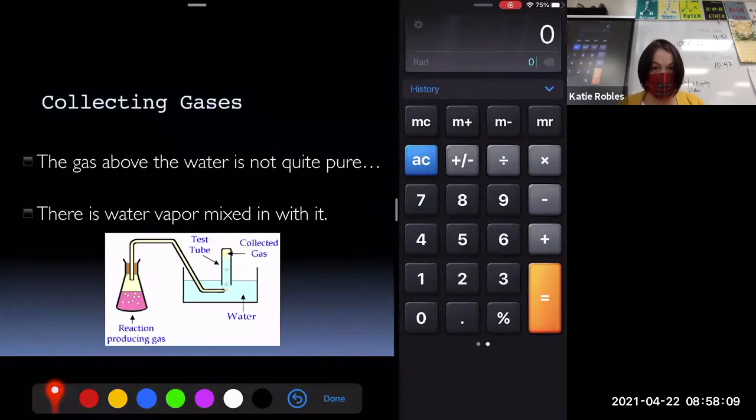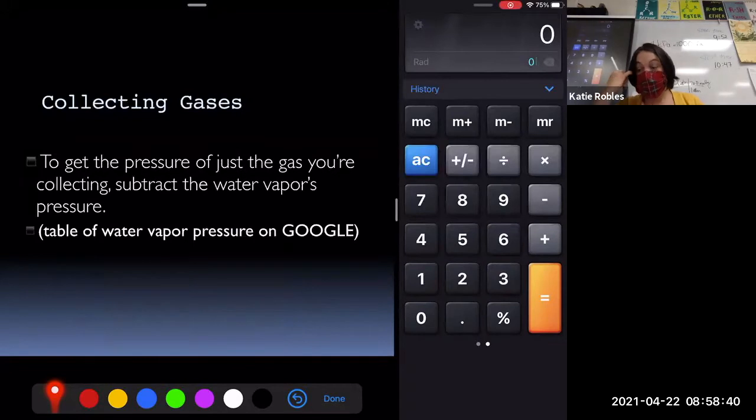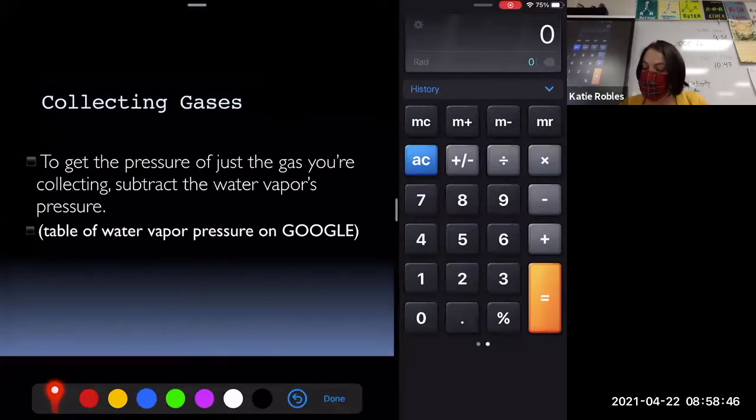All right, the problem is that when they collect the gas, right here, this collected gas is not quite pure. There's actually water vapor mixed with it. So you have the pressure of the room, the pressure that this gas is under. Remember, the room is pushing down here, and that's what's creating the pressure up in there. But you also have the pressure of the water vapor that's mixed with it. So when we collect this gas, we have to take that into account. So to get the pressure of just the gas you're collecting, just the CO2 or just the oxygen, whatever it is, you need to subtract water vapor's pressure.